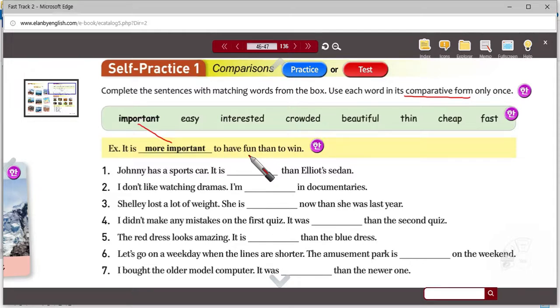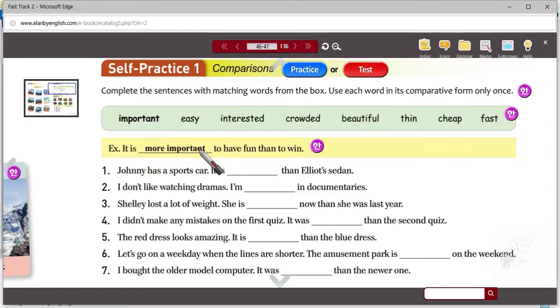Now, the answer is more important, not importanter. So we know that important has 3 syllables. You can see that here. And important, with 3 syllables, means when you're using the comparative form, you don't use er, you use more. You precede it with more. You put more before the adjective.